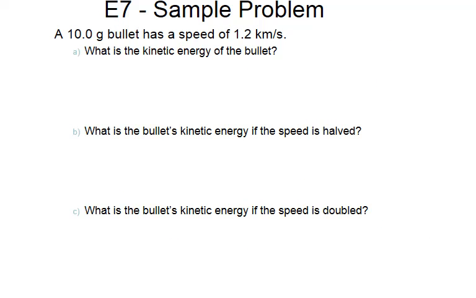Now we're going to take a look at this problem: a 10-gram bullet has a speed of 1.2 kilometers per second. We want to find out what is the kinetic energy of that bullet, what's the bullet's kinetic energy if the speed is halved, and then what happens if the speed is doubled. So you can convert your grams to kilograms and your kilometers per second to meters per second, and then see if you can solve for each of those. And once you do that, you can continue.